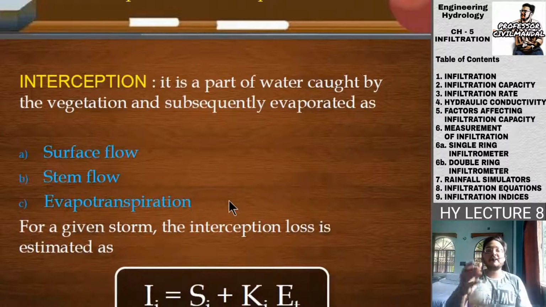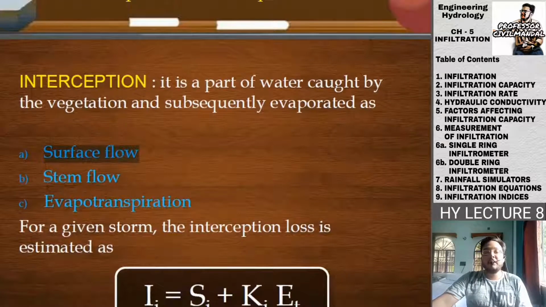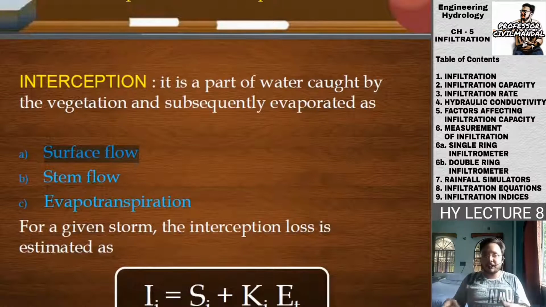Similarly, interception is also part of the hydrological process. If a raindrop was supposed to reach the land from the cloud but is not able to, and is somehow collected by the tree, what will happen? Either it will contribute to the surface flow, because the tree might not take up that water. It will drip down the branches to the ground, again resulting in surface flow.